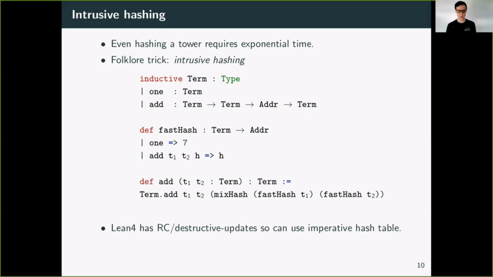Now, Lean 4 has reference counting and destructive updates. So we can actually use imperative hash tables and get the desired expected big O of one lookup times. But if your language does not have this feature, then you can still use functional or persistent hash tables, and then all of the same constructions apply, but every time we say linear, it really means quasi-linear for you.